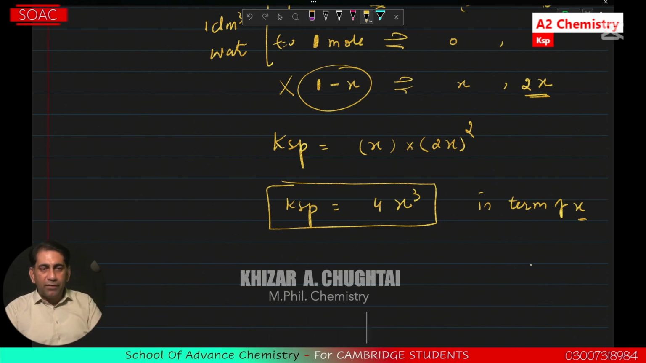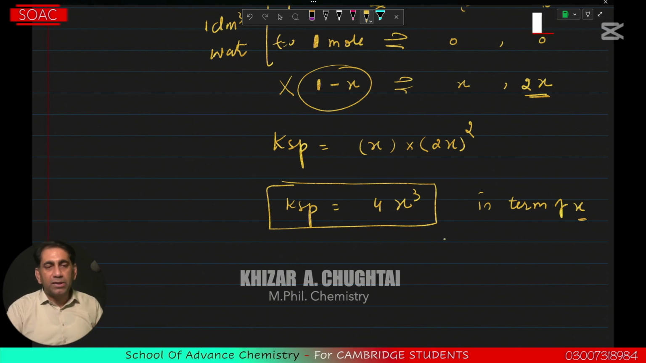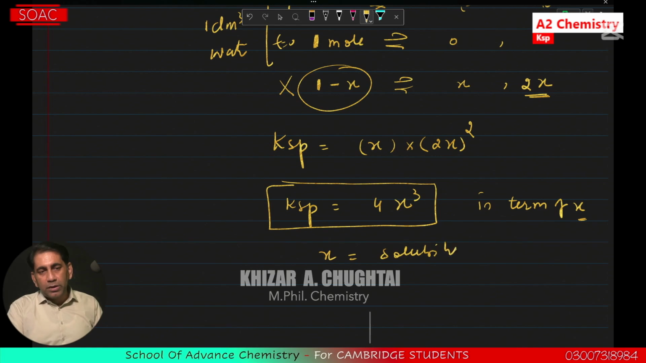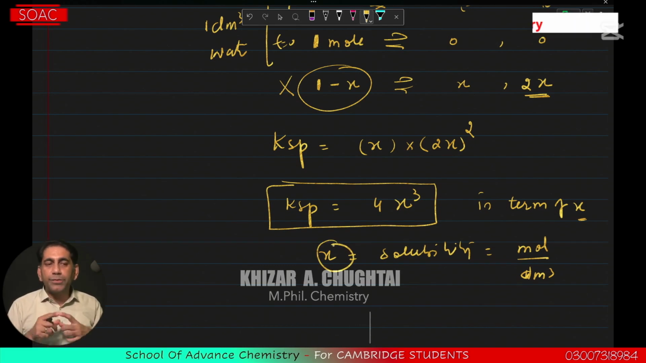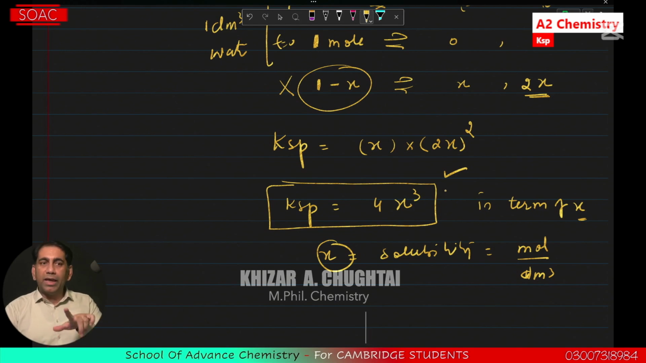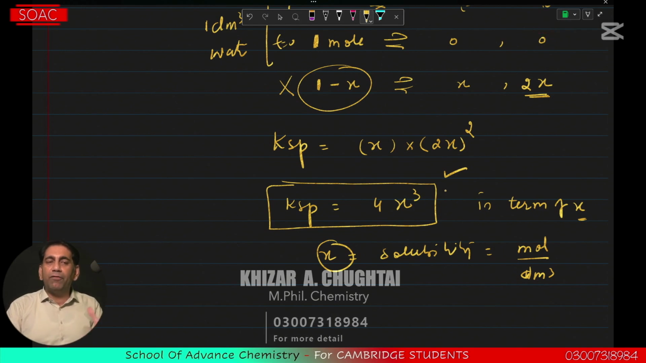Why did I derive this expression of X? Basically, this X is solubility, and its unit will be mole per dm³. X is the solubility. Whenever you are supposed to find the value of X from KSP, you will use this expression. Or if the solubility is given and they are asking to find the value of KSP, you will again use this expression.